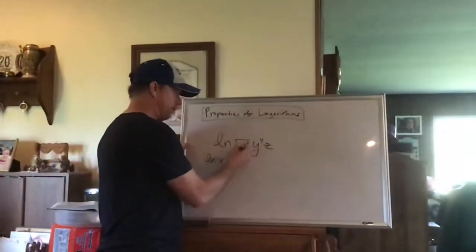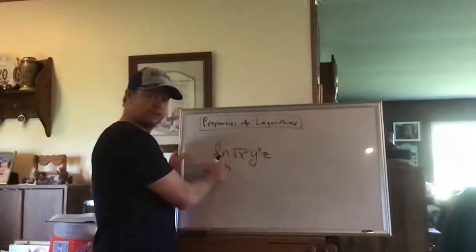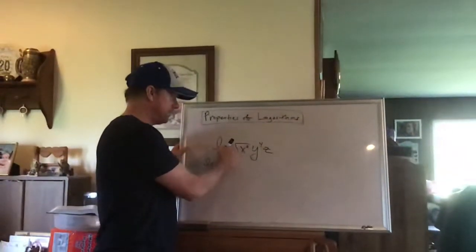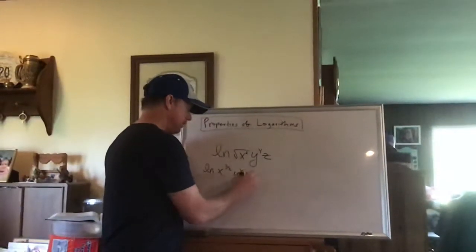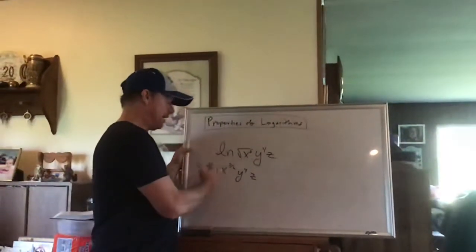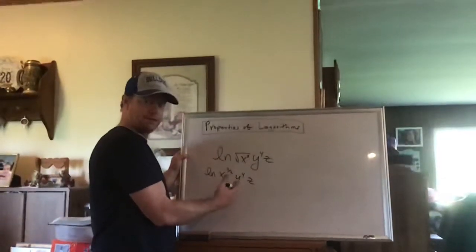I'm going to write the square root of x cubed as x to the 3/2. Top number is the power, bottom number is the root. This is a square root. So y to the 4th, z. And then what is that? That's a product. What do you send a product to? You're going to send it to addition.